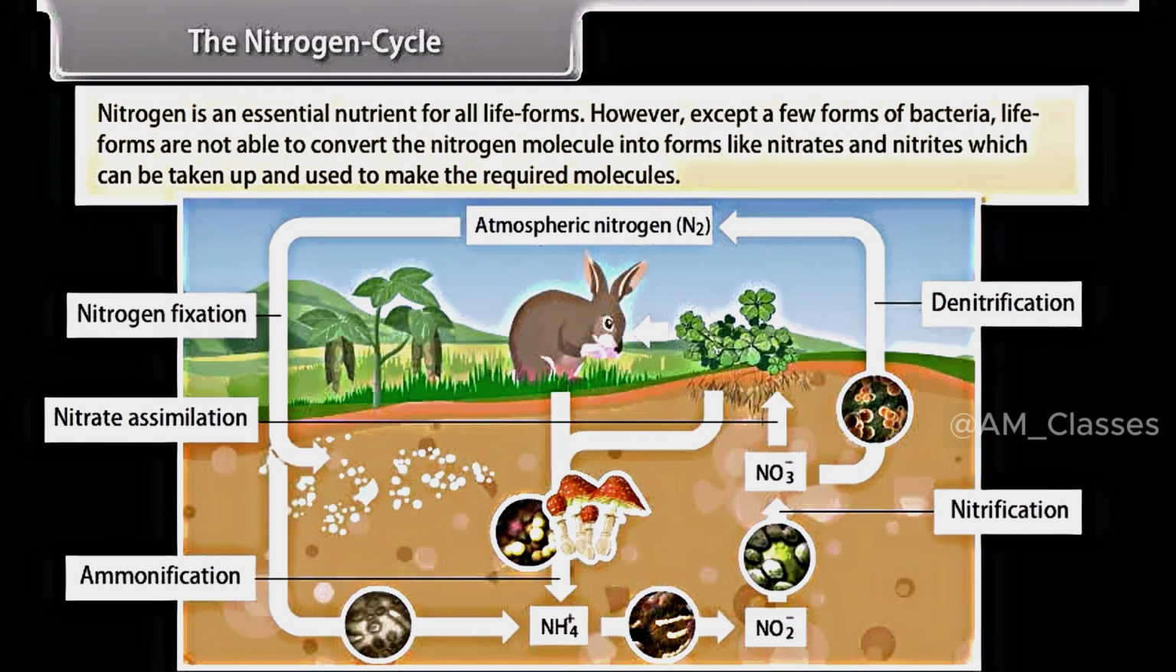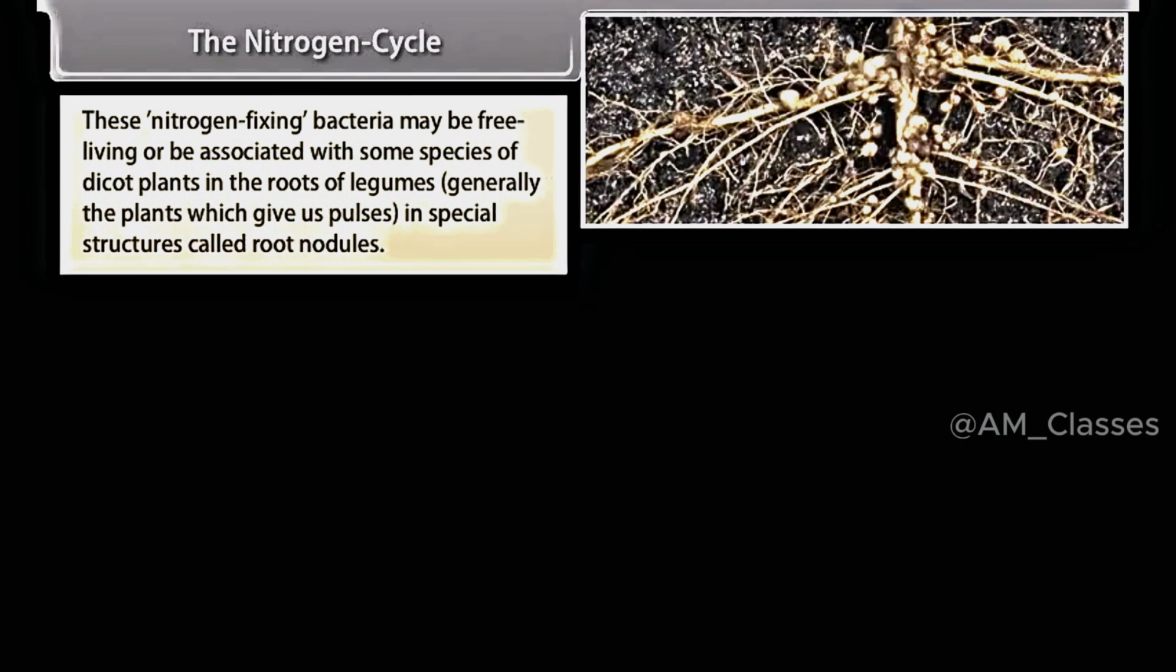However, except a few forms of bacteria, life forms are not able to convert the nitrogen molecule into forms like nitrates and nitrites, which can be taken up and used to make the required molecules. These nitrogen-fixing bacteria may be free-living or be associated with some species of dicot plants, in the roots of legumes, generally the plants which give us pulses, in special structures called root nodules.